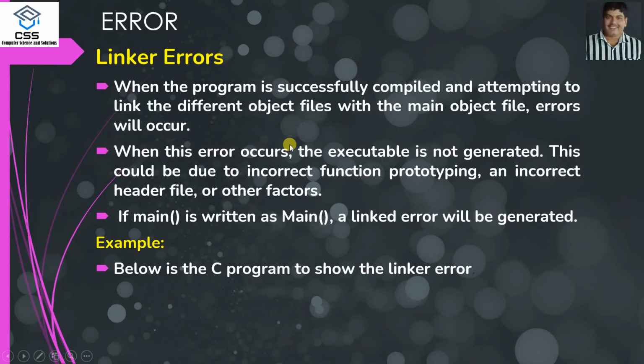Next comes the linker error. What is a linker error? The program is successfully compiled but linking fails. Suppose you write main in small letters but you write M as a capital letter, and hence the linking will not be done, and that error is known as a linker error. It is also caused by an incorrect function prototype, which means the declaration or the definition might cause some errors.